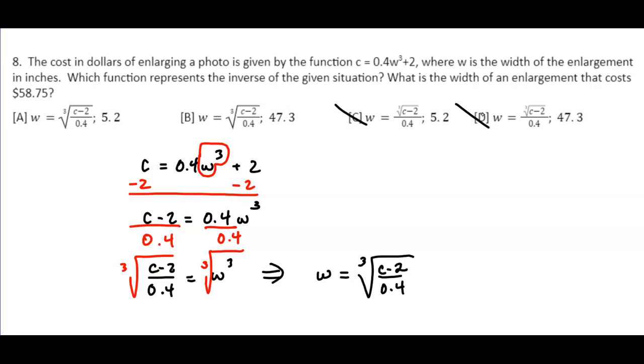So now we're going to plug in the value for cost. We know cost in this case is $58.75. So to find the width when you have that cost, we're just plugging in. We're going to take the cube root of $58.75 minus 2 all over 0.4. So remember your order of operations. You need to do the inside of that radical first and then take the cube root. If you put it into your calculator correctly, you should get 5.2. So that gives us A.